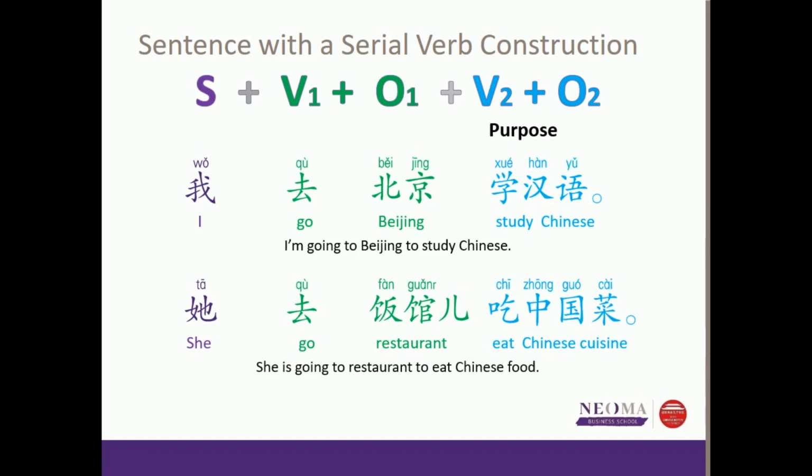Because 北京 and 饭馆 are places, the place can be abbreviated. Your sentence changes to 我去学汉语, I'm going to learn Chinese, but you didn't indicate the location. That is also okay. You can be detailed, and you can also abbreviate the sentence. 我去学汉语, 她去吃中国菜. If you want to know specifically where she's going, you can ask another sentence: where are you going? 她去吃中国菜, 我去学汉语. Okay? 你学会了吗? Did you get it? Let's continue to see some more sentences.